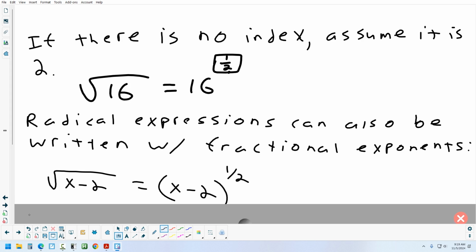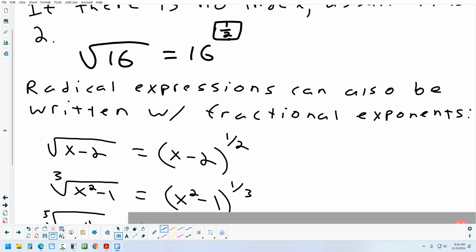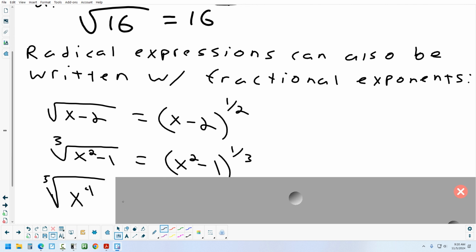There's another example. If you wanted to write the square root of x minus 2, but for some reason you're not allowed to use that symbol, you can do it without the symbol and just say to the 1/2 power. Does anybody have a guess what power would be the same as a cube root? The 1/3. Yep. How about what power would be the same as a 5th root?